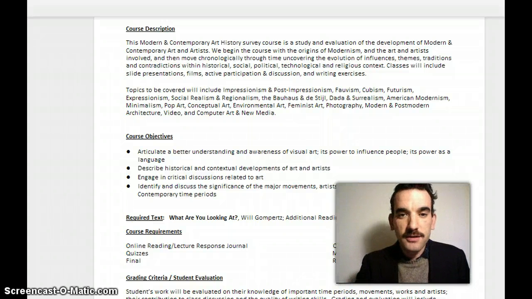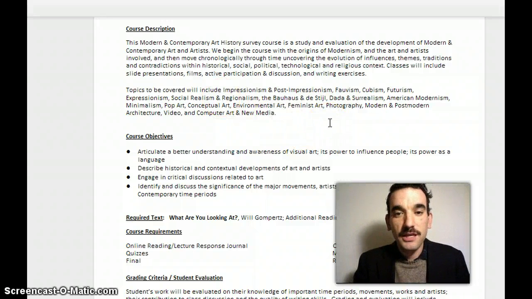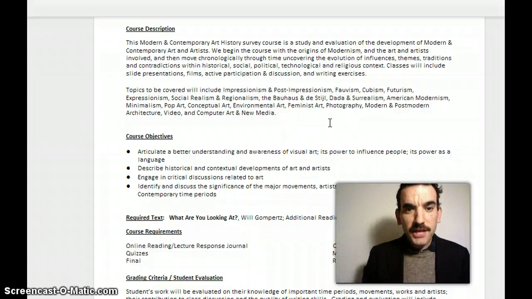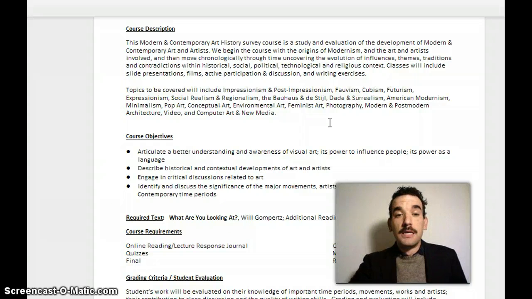Right here, this is a funny little section. This second paragraph in the course description is a list of all of the periods that we're going to be studying, with these big period-style names associated with them. Chances are many of these are going to be completely alien to you, and my hope is that at the end of this course you're going to read this second paragraph and say, oh yeah, I do know who the Fauves are, and I do know what pop art means.